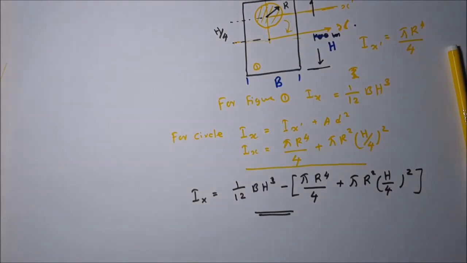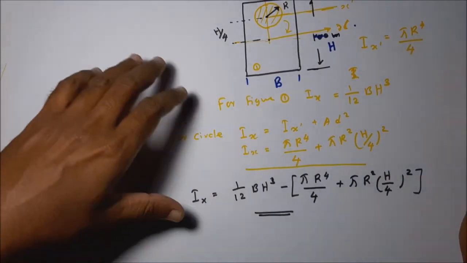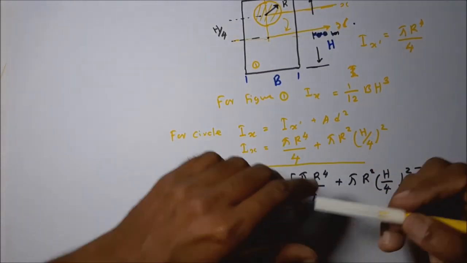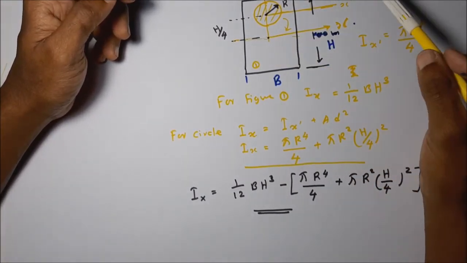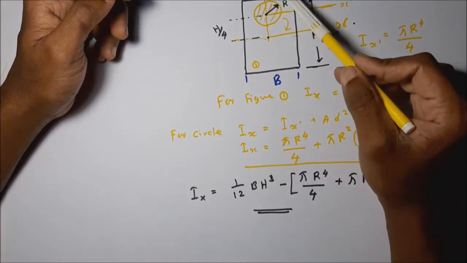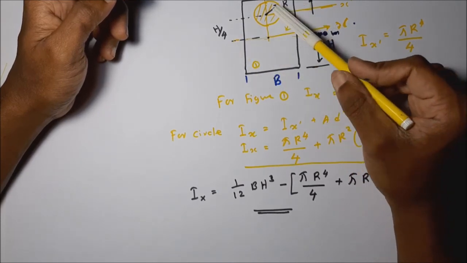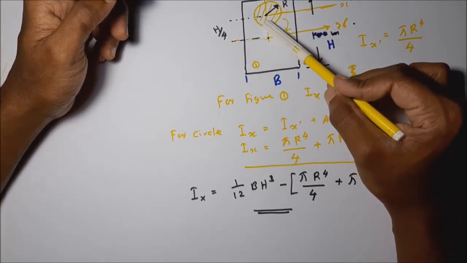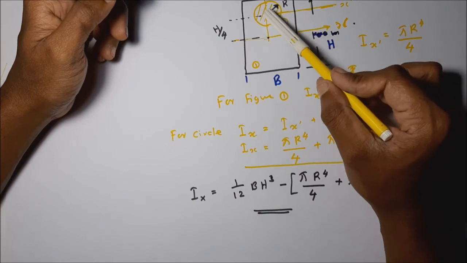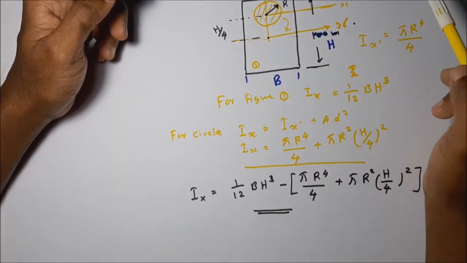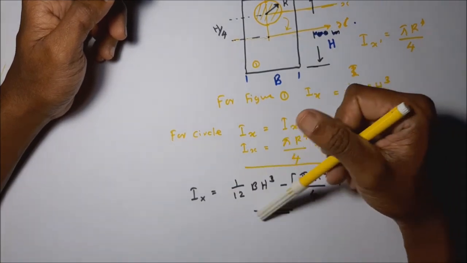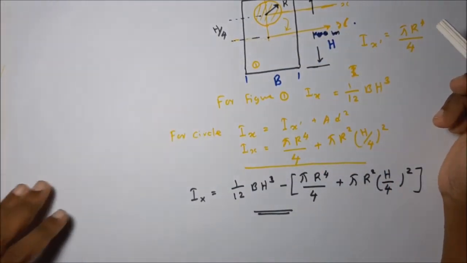Okay, this is the example of the parallel axis theorem. I think you are clearer on the parallel axis theorem with this example. What we did was take the entire rectangular section, calculate the circular area's second moment of area around its own axis, then transfer it to this axis and subtract it from the larger area.